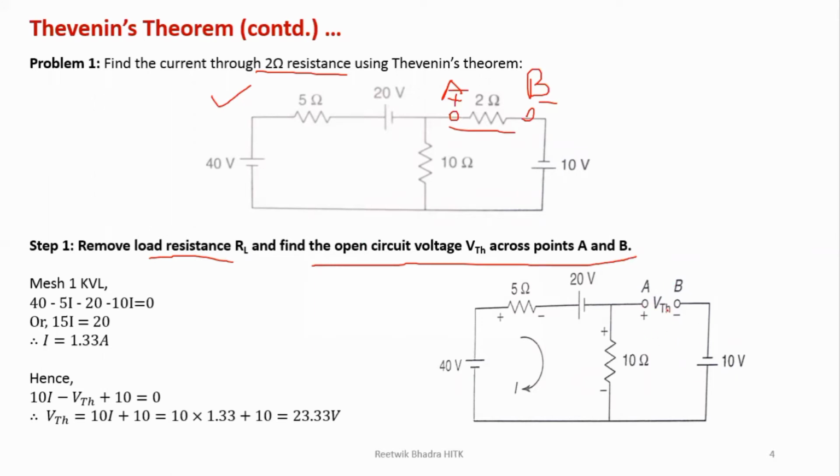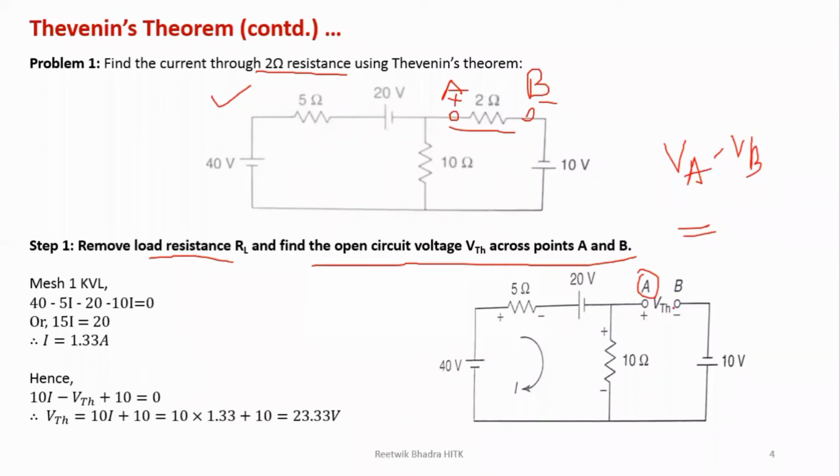Now what will be my approach in order to find VTH? If I find VA and subtract VB from it, that will be VTH. Common sense tells me that VA minus VB will be VTH. Simple thing. Sir, VB minus VA or VA minus VB? A is connected to plus, this is connected to minus. So VA minus VB is equal to VTH.